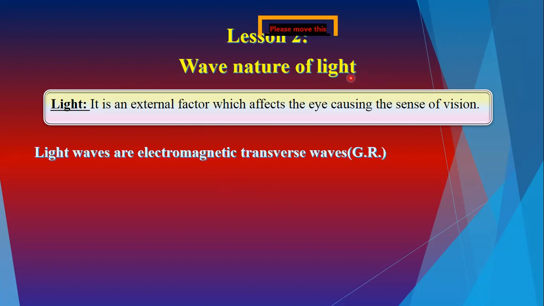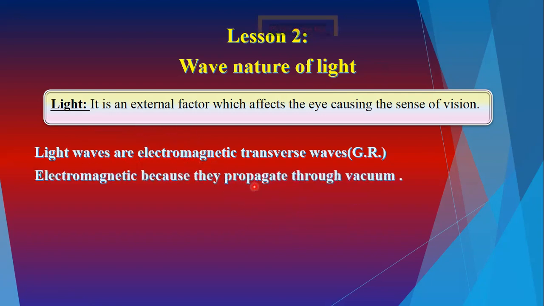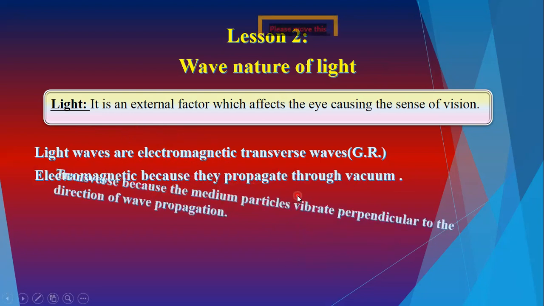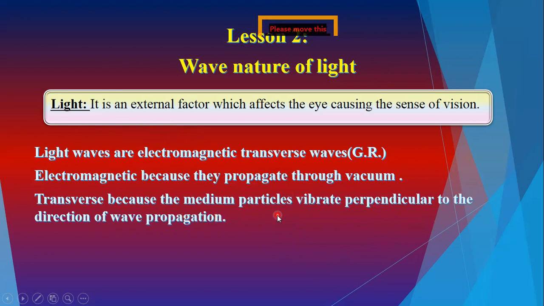الساوند كانت mechanical longitudinal. يعني ايه electromagnetic؟ Electromagnetic waves يعني can propagate through vacuum, don't need the medium to transfer. Transverse يعني medium particles زي ما شرحنا قبل كده vibrate perpendicular to the direction of wave propagation. يبقى لو سألني السؤال ده electromagnetic because they propagate through vacuum, they don't need medium. و transverse because the medium particles vibrate perpendicular to the direction of wave propagation.